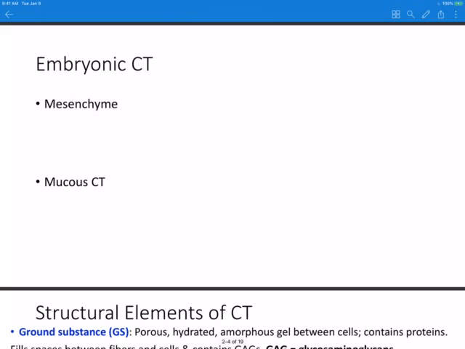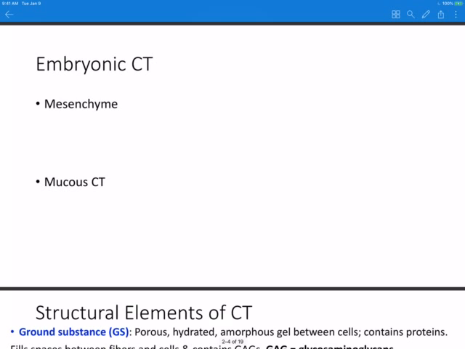Okay, embryonic connective tissue. Just as a reminder, the embryonic period of development is from the point of conception, when the sperm and the egg fuse their genetic material, through the first 8 weeks of development. So that's the embryonic period, and then the fetal period starts after that and continues until birth. There are two types of embryonic connective tissue. One of them is mesenchyme.